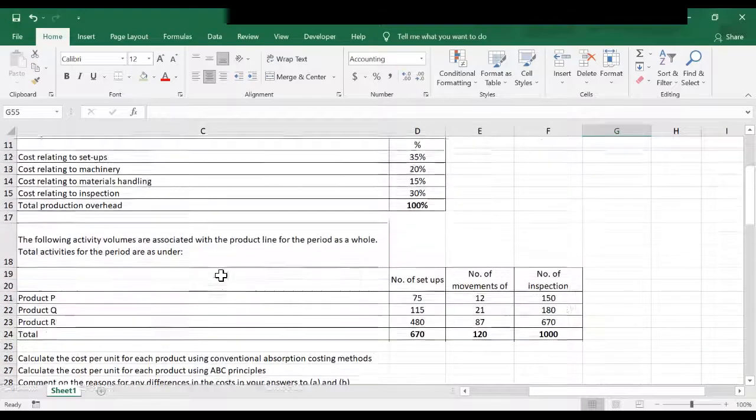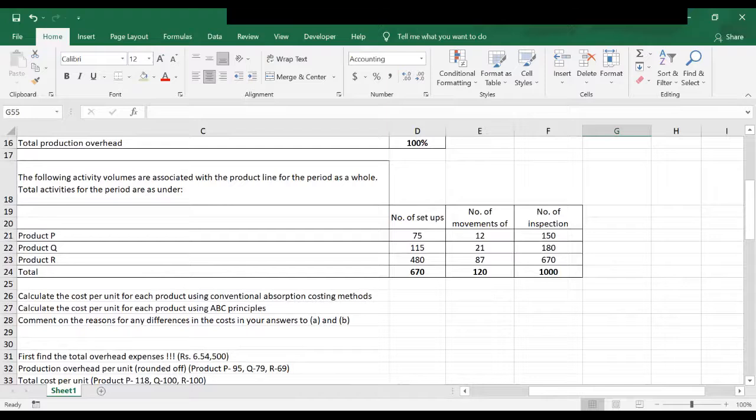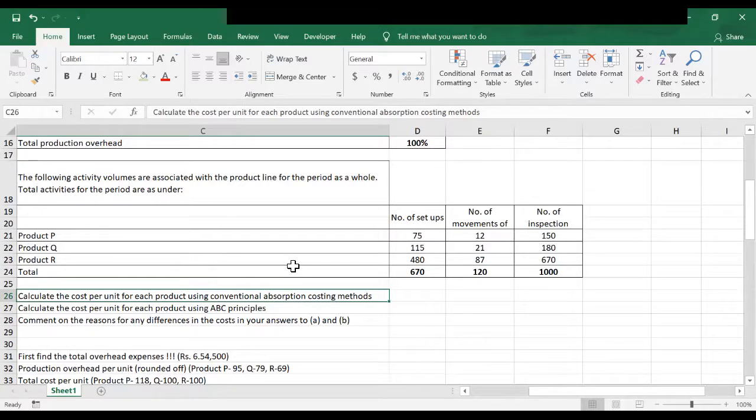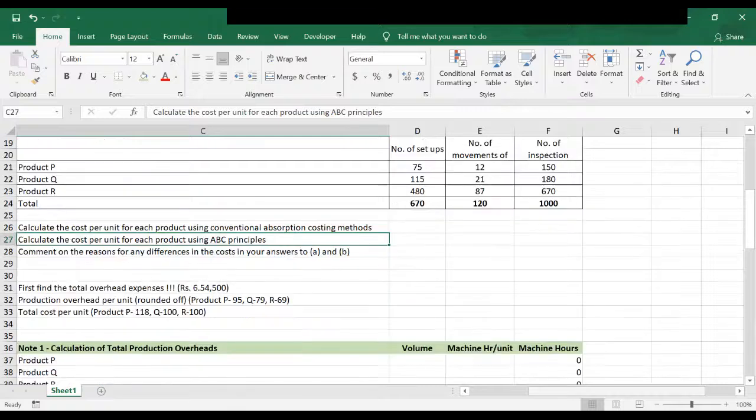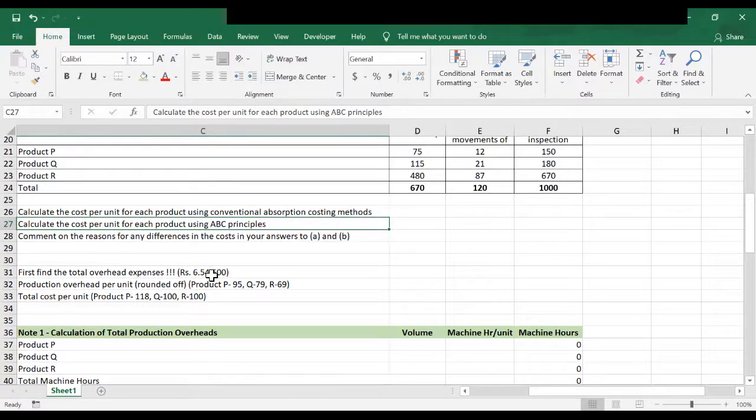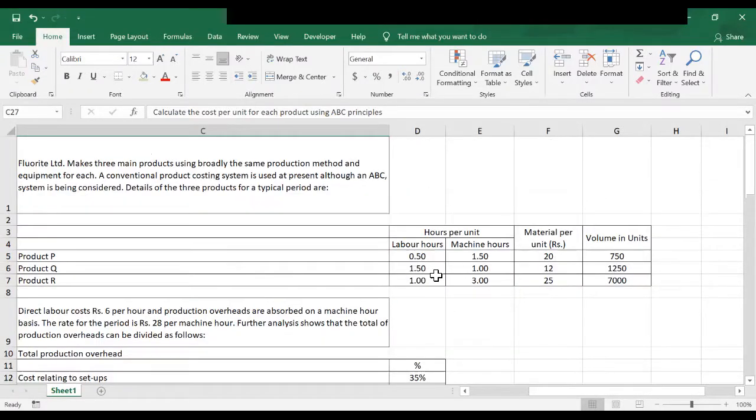Okay, so this one was the original conventional absorption costing method. Now let's come to the ABC costing, which is the main part of this question. Before we go into the ABC part, we need to have a few notes so that we can calculate these things. Firstly, if you notice in this question compared to earlier questions, we don't have the total production overhead given to us.